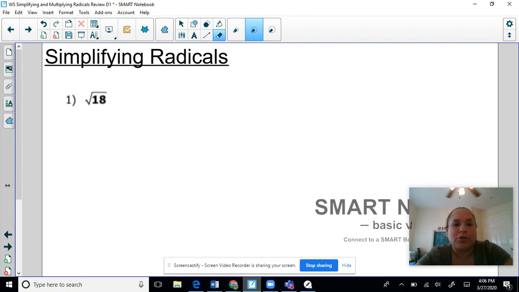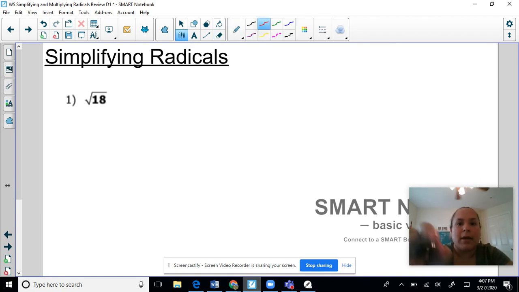Now if you're looking at the screen, you'll notice that we have the first problem as square root of 18. And what we're going to do with this is we're going to simplify the radical by using factor trees, which means that I'm going to take the number that's inside of the radical and I'm going to break it down to its prime factors, the numbers that multiply to give you 18.